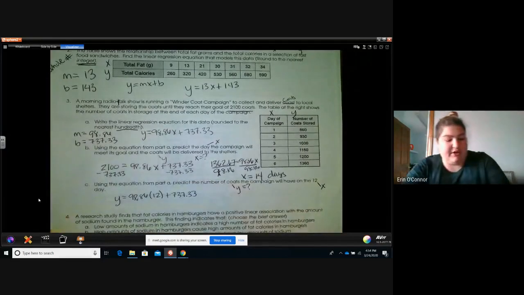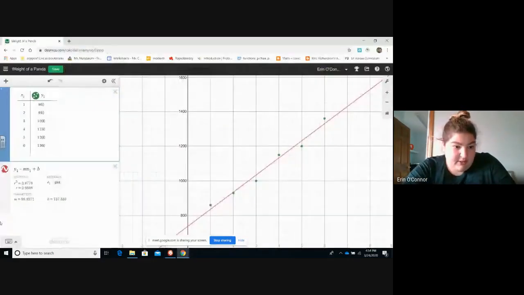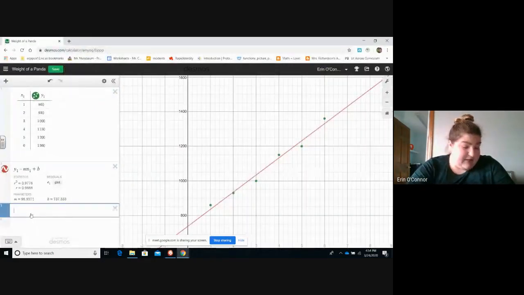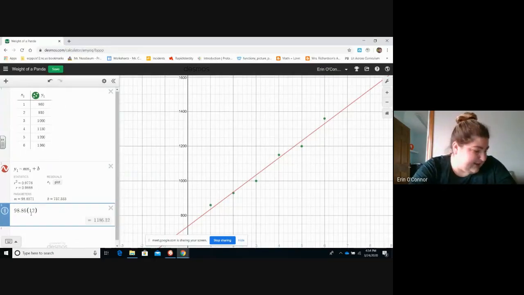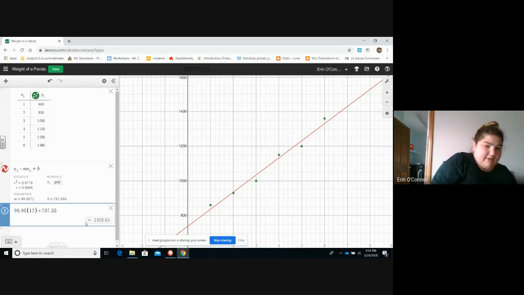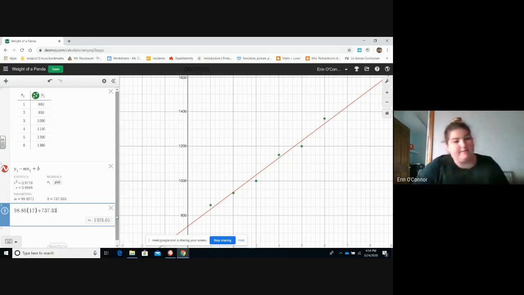Now I promise to show you how to do this in Desmos. So I'm just going to go to a new line and type this in as it's written on my paper without the y, because the y is not necessary now. 737.33. And I get that number. It says equals right here. So it's y equals 1923.65. That is my answer. And it should say coats at the end of that.